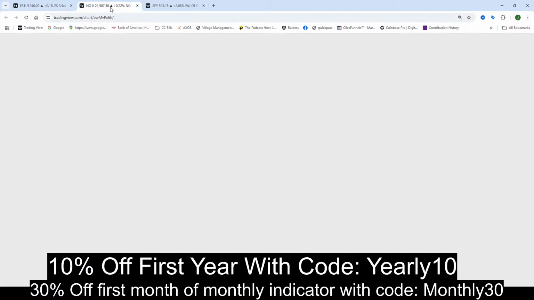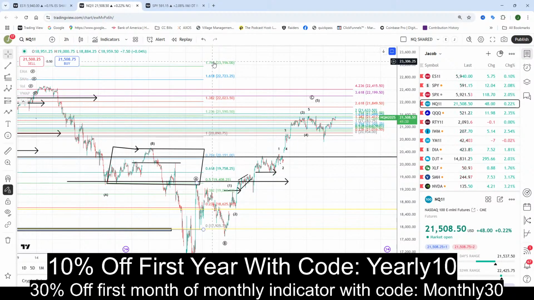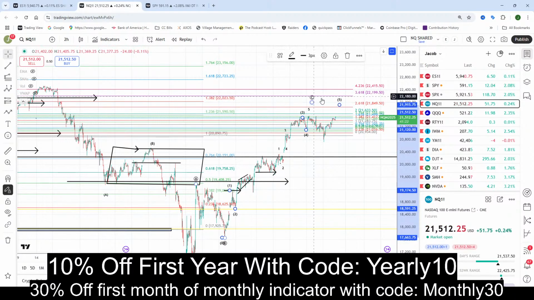NASDAQ's going to be exactly the same, and NASDAQ is the more bullish overall structure. They are back at these highs. Basically, they are through the 764. They are targeting 21,633 on this move up, which would be this 5 over here. It just needs to move over. This 5 of 3 there.